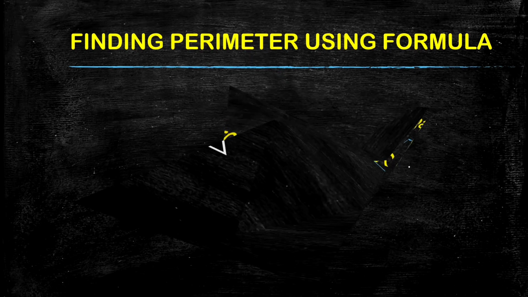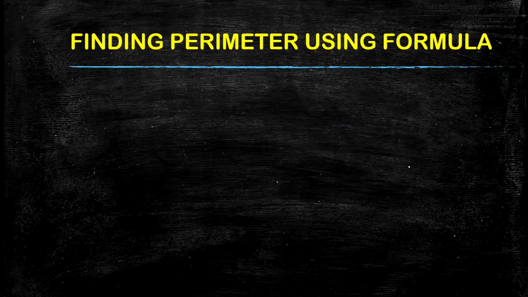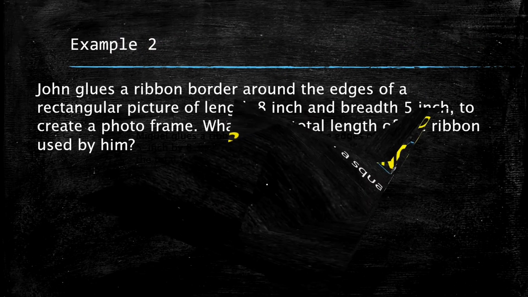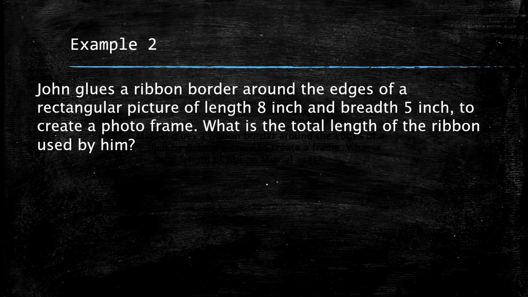Let's apply these formulas to find the perimeter. Example 1, find the perimeter of a square of side 10 centimeter. So the perimeter will be equal to 4 into 10 centimeter, which is nothing but 40 centimeter. Let's move on to the next question. This is a word problem where we'll have to apply the concept of perimeter and solve it.